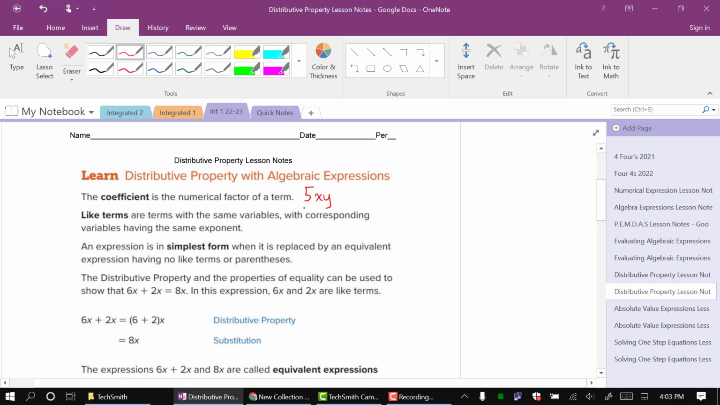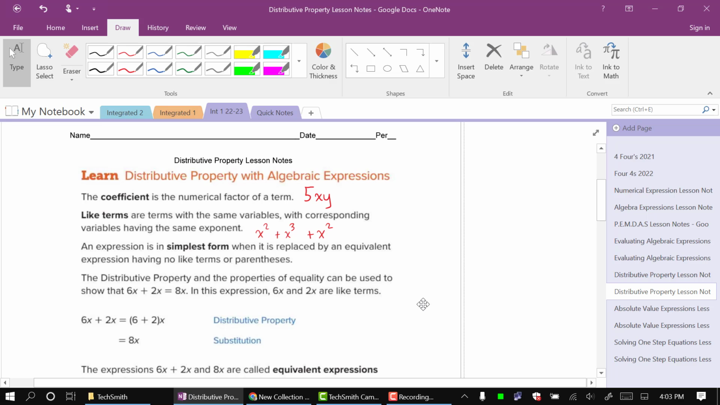Like terms are terms with the same variable, with corresponding variables having the same exponent. So if I have x squared plus x cubed plus x squared, only the x squared terms are like terms. The x cubed would not be a like term.